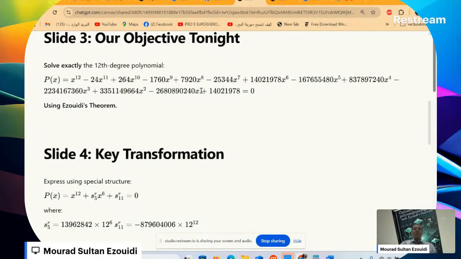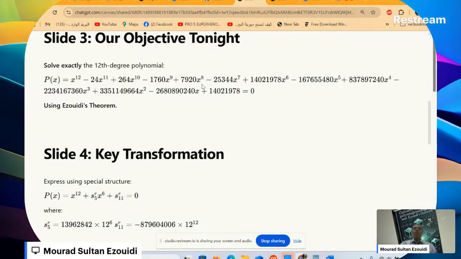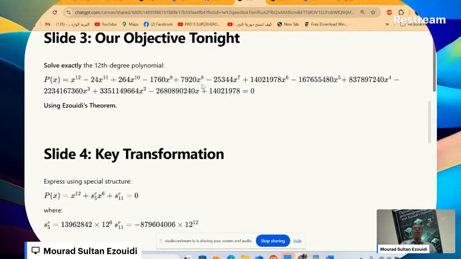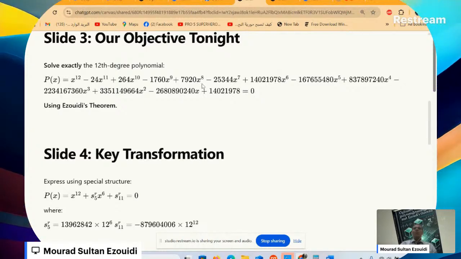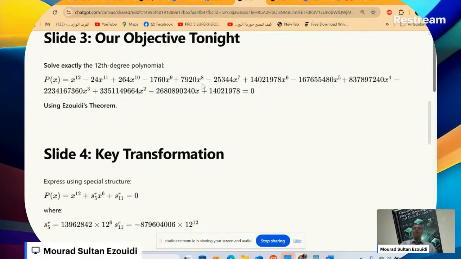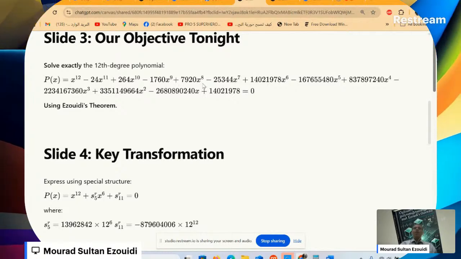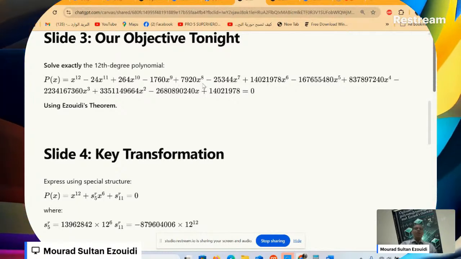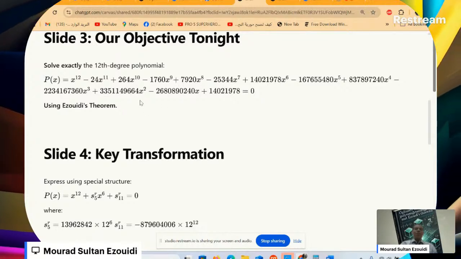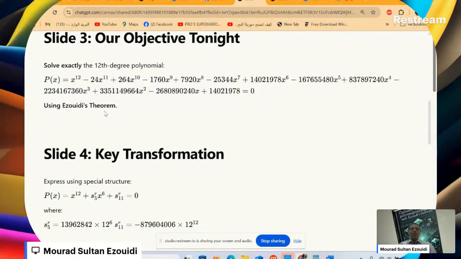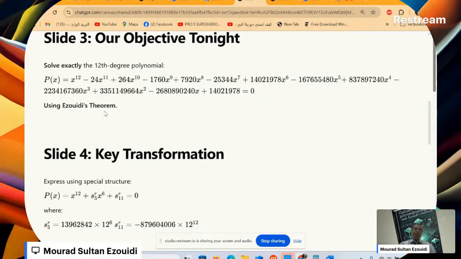Even this example, you can give or type into ChatGPT, and it can't solve it. It will use its best and also system tools, but unfortunately it cannot solve this equation.